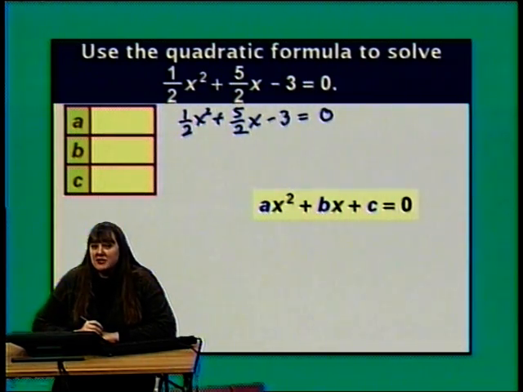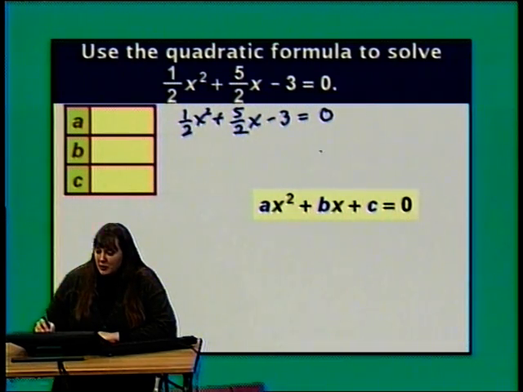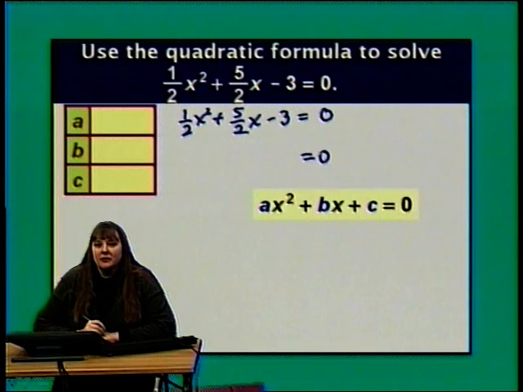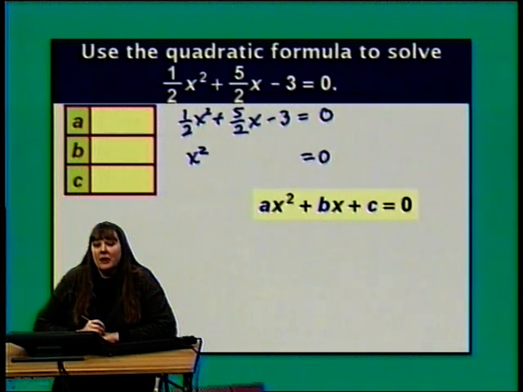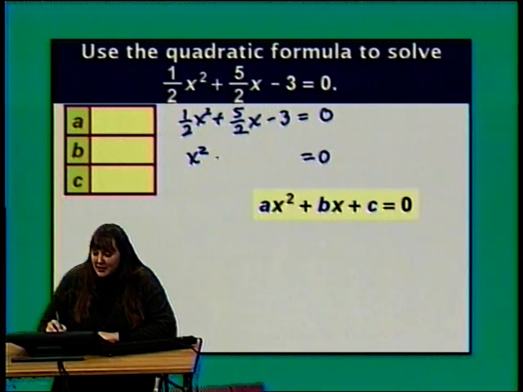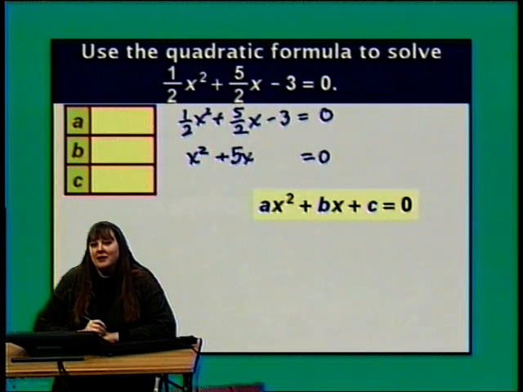To clear the fractions, I can multiply both sides of the equation by 2. When I multiply 0 by 2, I still get 0. What about on the left-hand side? When I multiply 1/2 x squared by 2, I just get 1x squared. I've cleared the first fraction. When I multiply 5/2 x by 2, I just get 5x. I've cleared the second fraction. And I can't forget to multiply -3 by 2. -3 times 2 is -6.